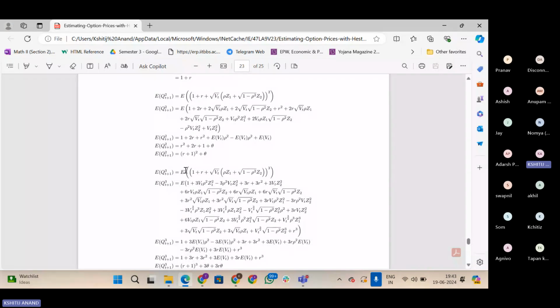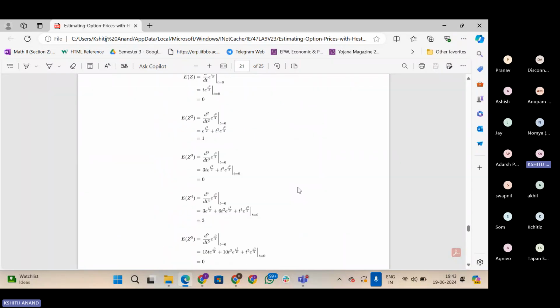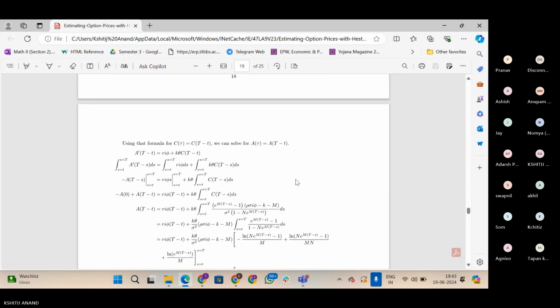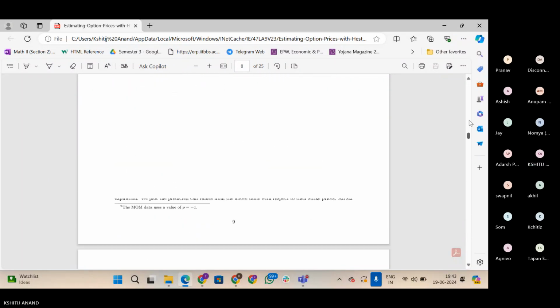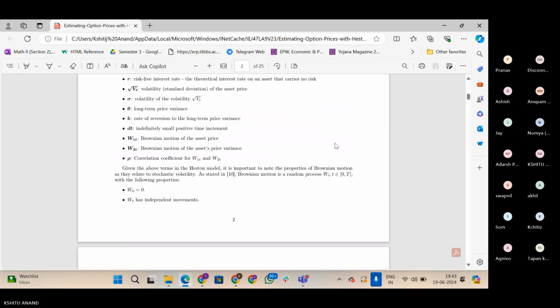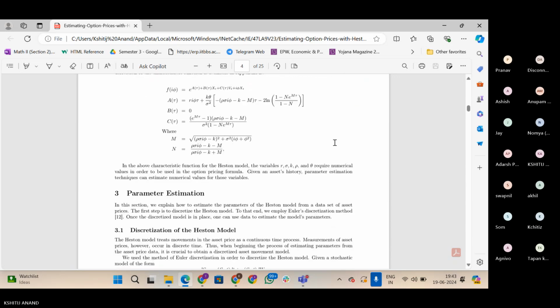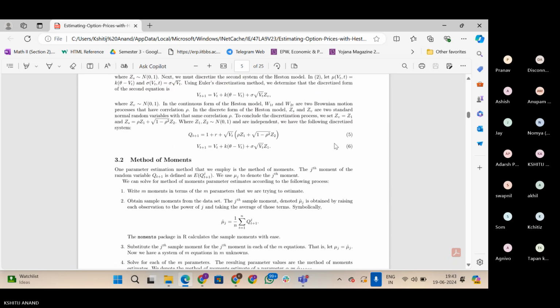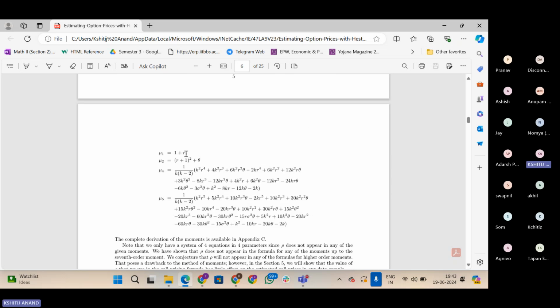But we can get this value. We know what is mu1, so we know what is the value of 1 plus r. So from here we can get r. R is our risk-free rate of return.